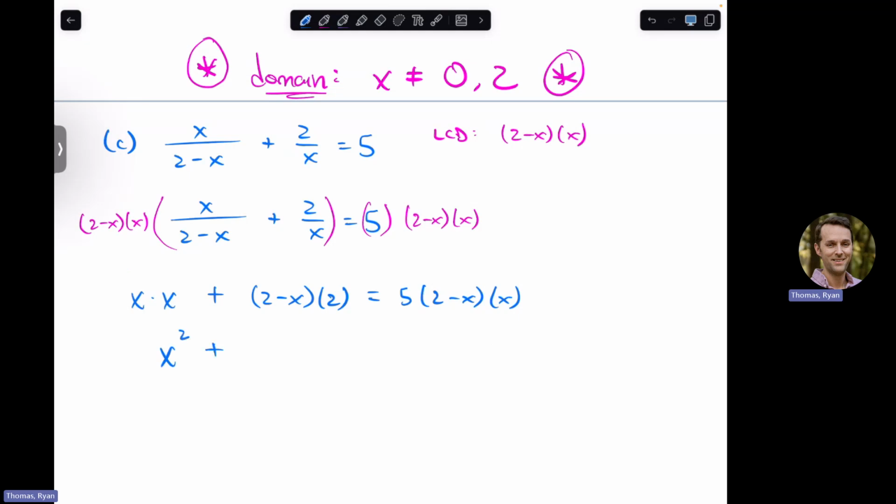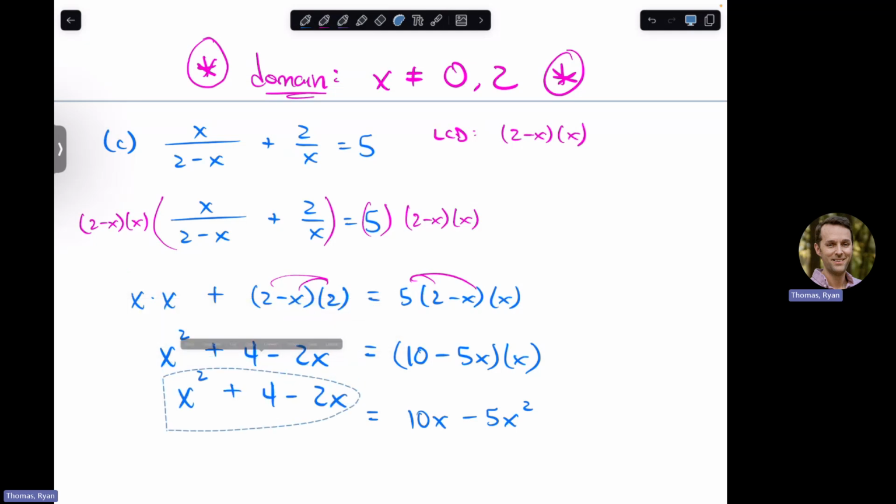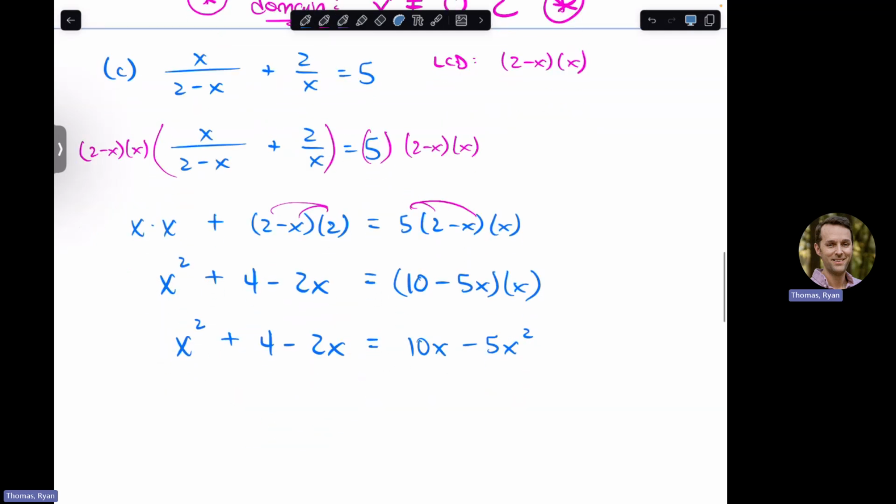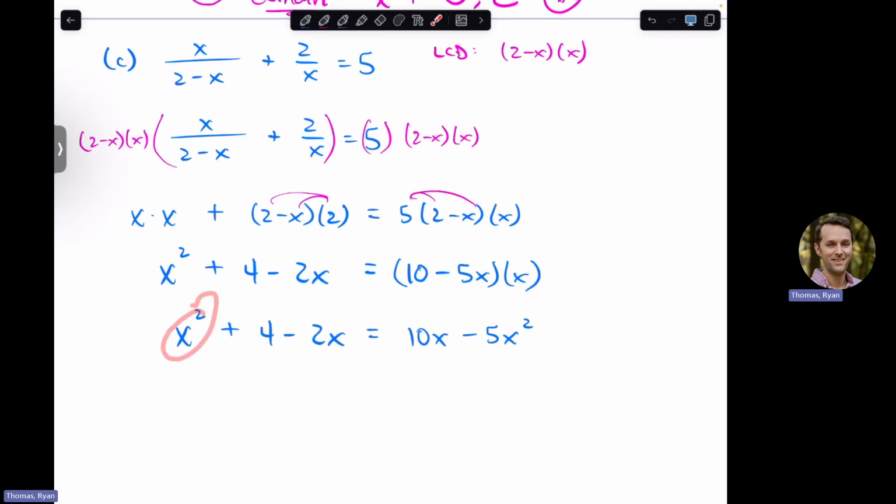X squared, distribute here. So 4 minus 2x. And then on the other side, let's do this in 2 steps maybe. 10 minus 5x times another copy of x, so 10x minus 5x squared. And since it's quadratic, to solve, we need to move.